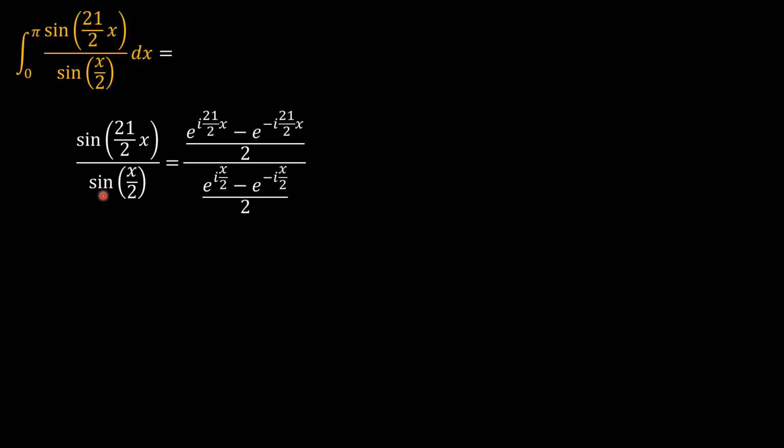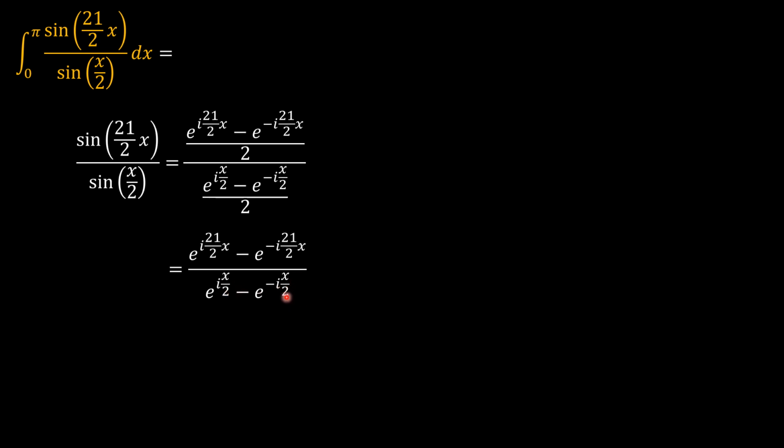Sine of 21 over 2 x is the same as e to the power i 21 over 2 x minus e to the power negative i 21 over 2 x, over 2. Similarly, sine of x over 2 is the same as e to the power ix over 2 minus e to the power negative ix over 2, over 2. Now, the 2's cancel and the relationship transforms into e to the power i 21 over 2 x minus e to the power negative i 21 over 2 x, over e to the power ix over 2 minus e to the power negative ix over 2.